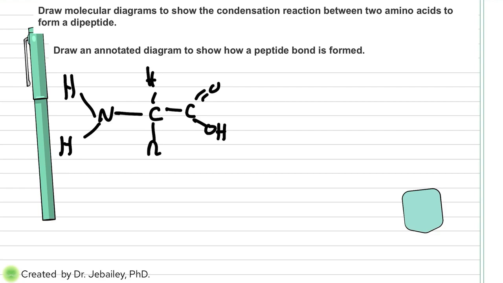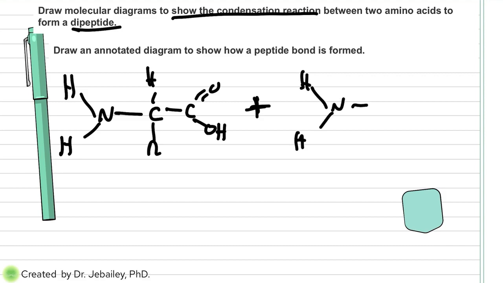Now, you have to show the condensation reaction. So you cannot just go and draw the dipeptide automatically. You have to show it. So you have to put a plus because you're adding that to another amino acid. So you put in here hydrogen, R, and then you have here C with the double bond with OH. Now you have drawn the two amino acids.